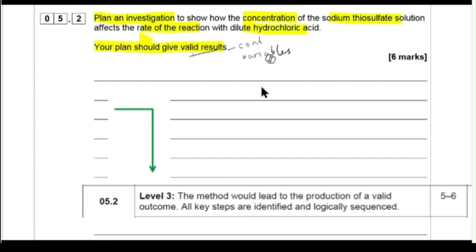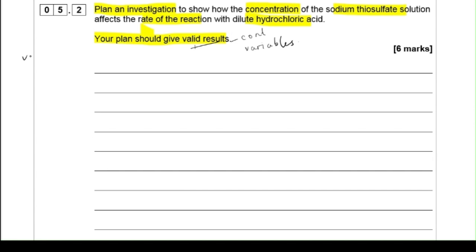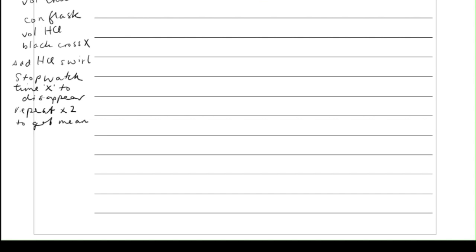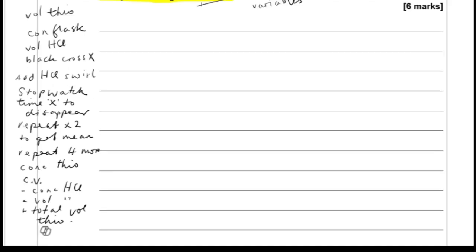Now remember, we use our pencil and we plan this down the left-hand side of the paper. So what we've got to look at is we've got to measure a volume of sodium thiosulfate. We put this into a conical flask. We measure a volume of hydrochloric acid. We put a black cross on a piece of paper, and this is going to enable us to time the reaction. At the same time, we add our hydrochloric acid to the flask, swirl it, start the stopwatch and put the flask on the black cross. Stop timing when you can no longer see the black cross through the conical flask.